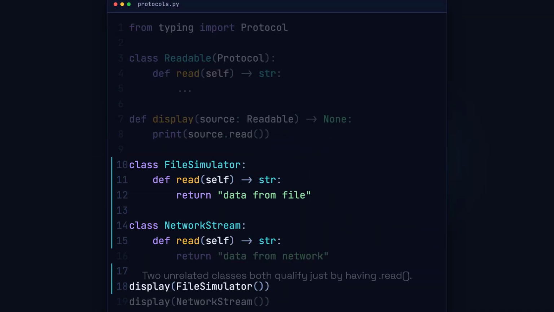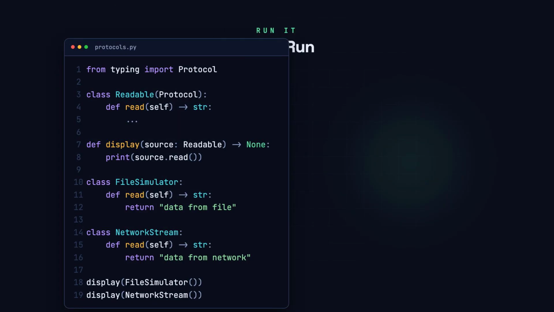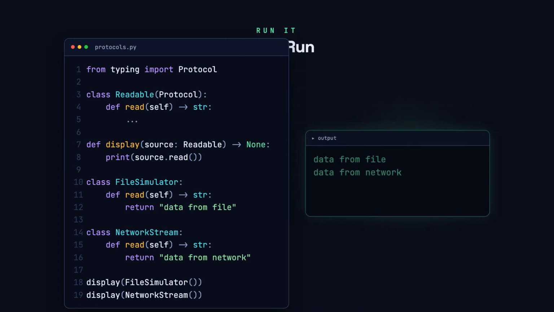FileSimulator and NetworkStream share no base class, yet both satisfy the Readable protocol because both define a read method. We pass instances of each to display, and it works perfectly. Running the program prints data from file, then data from network. Both classes passed the test simply by having the right shape, a .read method that returns a string.